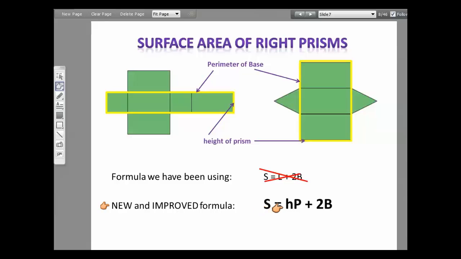Notice how they've replaced this L with HP. And guess what? Here's H, the height of the prism, and here's P, the perimeter of the base. I know it's kind of confusing because this right here is the base. But what I'm hoping to help you see is that this yellow line from this point to this point is the perimeter.